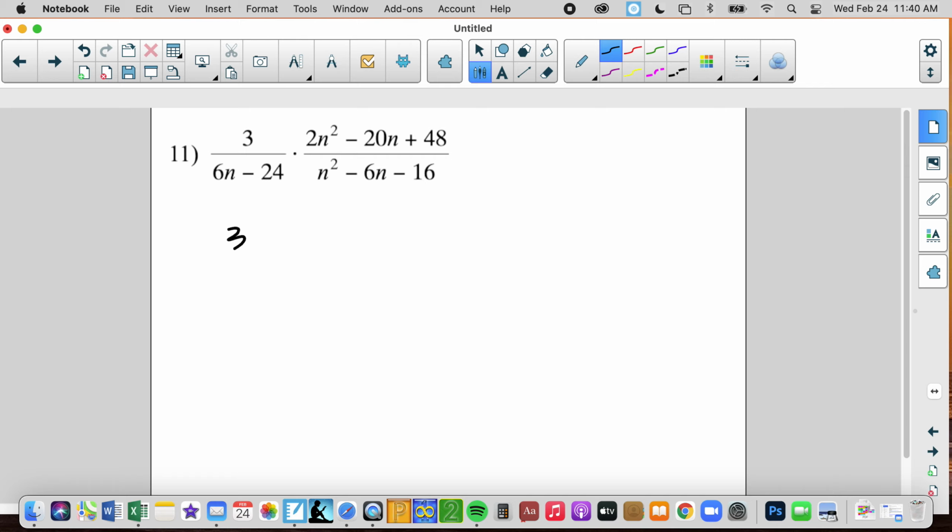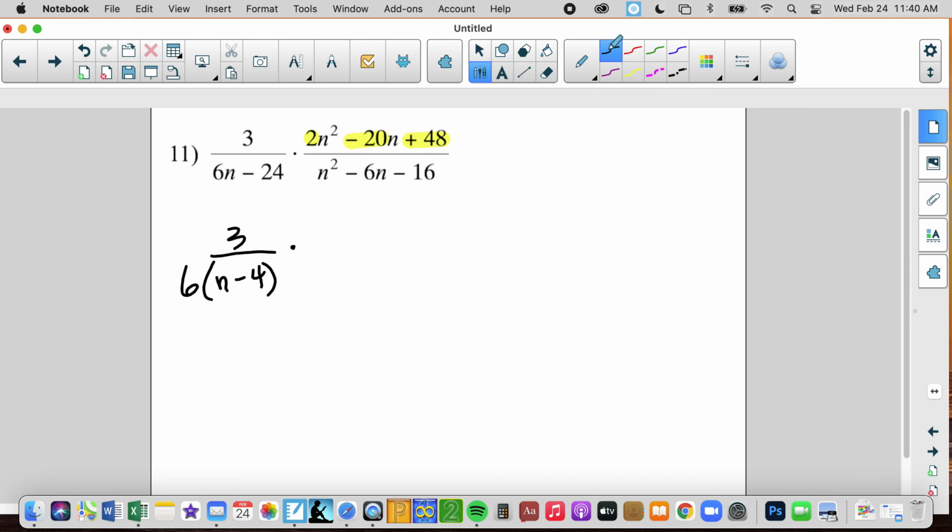All right, 3 can't be factored any further. 6 can be factored out of that. These are not the same. However, let's look at this before I do anything. So I'm looking at the top right. I have a 2n squared, a negative 20n, and a positive 48.